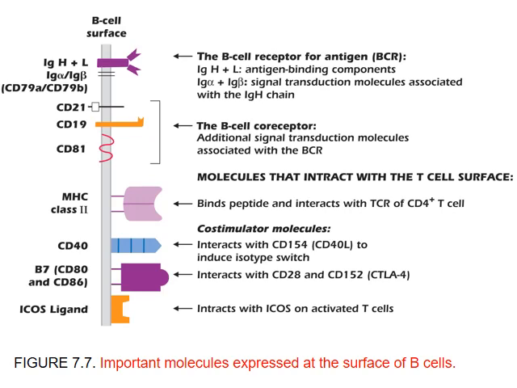Okay? And then we have B7, which is very important. This interacts with another molecule that is expressed on the other cell. We'll talk about that in detail. And finally, there is an ICOS ligand that acts on activated T cells.